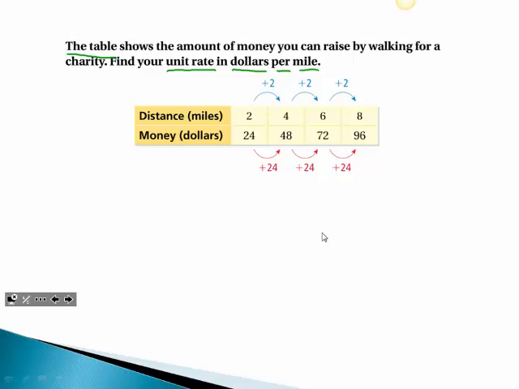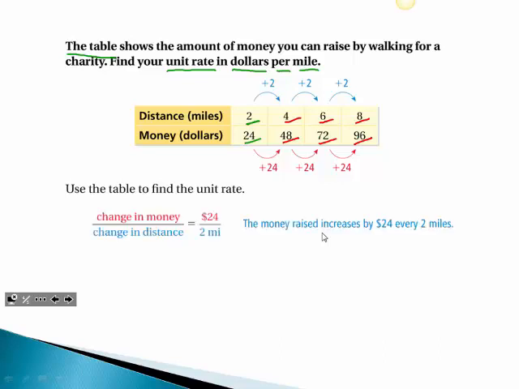If you look at the table, you see you earn $24 when you go 2 miles. You earn $48 when you go 4 miles. $72 when you go 6 miles. $96 when you go 8 miles. So we're comparing the pattern that we're seeing here, okay? So by using this table, we can find the unit rate. So we're going to put the change in money over the change in distance. And that will allow us to figure out how much do we get per mile, because that's what we wanted to find out, per mile.